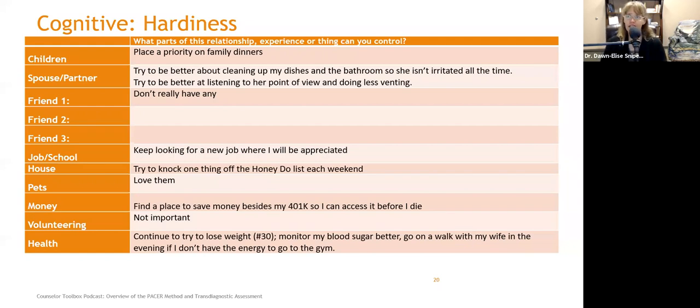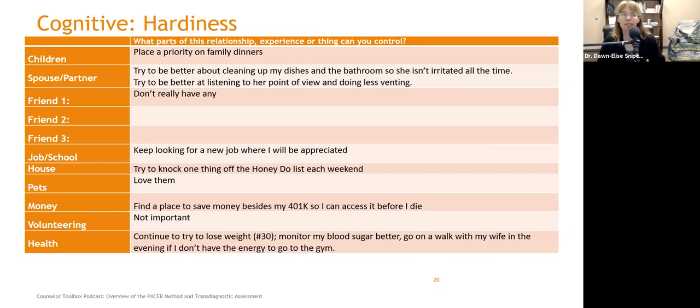This hardiness exercise, who or what is important to him? Let's start talking about those good things in life that you may not be focusing on right now, and how can you start focusing your energy there instead of spending hours reading the news or watching the news or stewing. Place a priority on family dinners because his children are getting ready to go to college, and that's one time he knows that they're going to be around. With his partner, try to be better about cleaning up his dishes in the bathroom so she isn't irritated all the time, and try to be better at listening to her point of view and doing less venting.